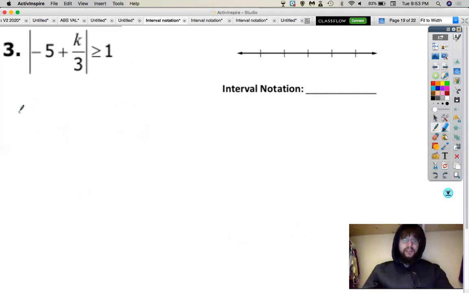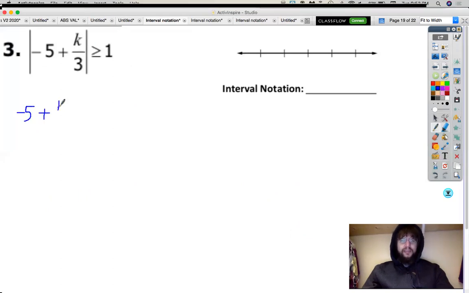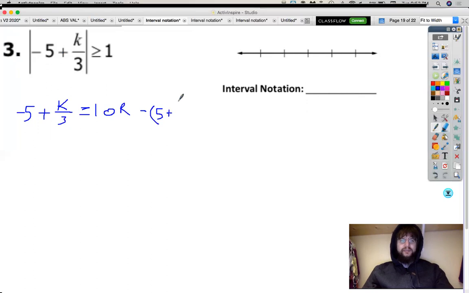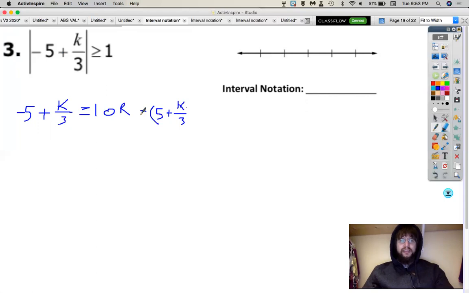So I know either this is true, and I'm not going to do the shortcut just yet. I know this is either greater than or equal to 1, or it can either be this or the negative of this, right? That's what absolute value does. It just makes everything the positive of whatever it is. So negative this thing, or this thing is greater than or equal to 1.